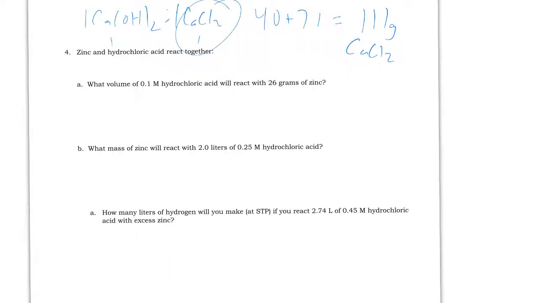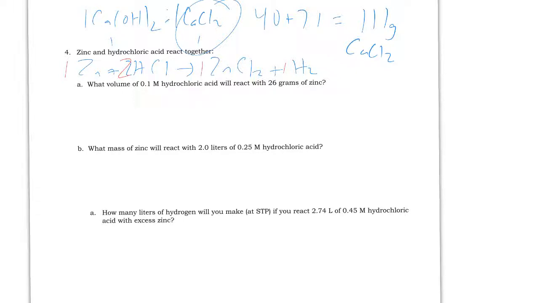Zinc and hydrochloric acid react together. That's Zn plus HCl. And that gets me ZnCl2 and H2. I need a 2 there. That's 1 to 2 to 1 to 1. What volume of 0.1 molar HCl will react with 26 grams of zinc?